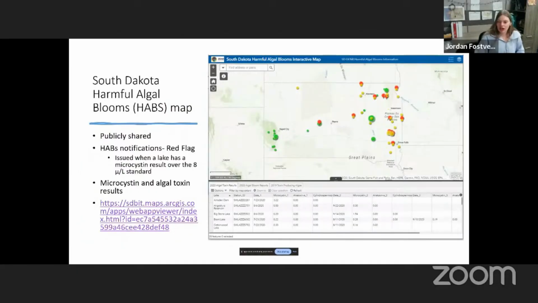There's also the South Dakota Harmful Algal Blooms Map, or HABs map. This is where we put all the microcystin and algal toxin results. This is also publicly available. This is also where we put HABs notifications, which if you can see, they're the red dots on that map, or they're like red flags now. But that's issued when a lake has a microcystin result that's over the 8 micrograms per liter standard.